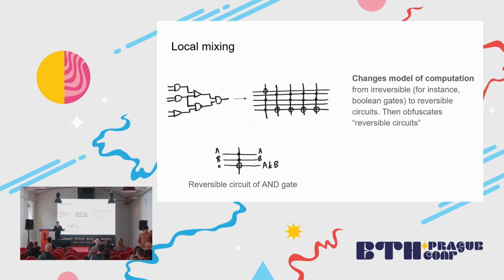So the local mixing approach says that instead of obfuscating Boolean circuits, let's just obfuscate reversible circuits. The reason for that is somewhat more involved, but it follows from the fact that reversible circuits are easier to understand and have less surface area for attacks. And they have some nice mathematical properties that you can play around with to come up with proofs.